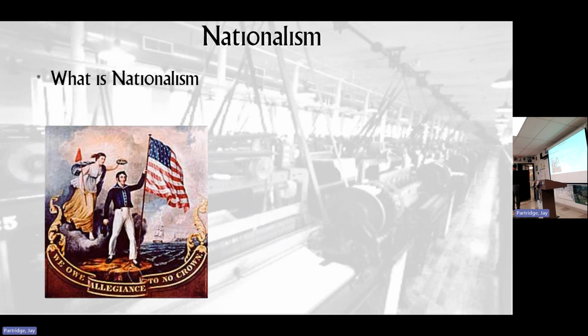But nationalism. And the thing about nationalism is this. Important thing to understand, nationalism is intense love of your country, which came out of the French Revolution. Intense love of your country, why?